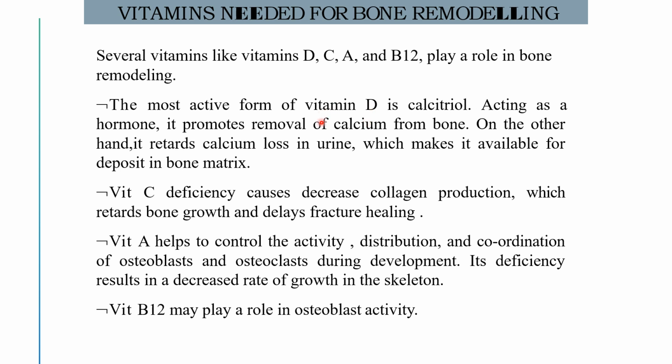So vitamin D is the main hormone. The active form is calcitriol, and vitamin C helps in collagen production, and vitamin A controls the activity, distribution and coordination of osteoblasts and osteoclasts during development. And B12 also has a role in osteoblast activity.